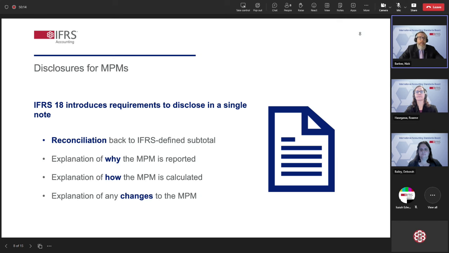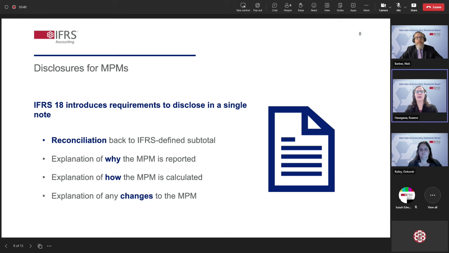Now, both transparency and comparability of a company's MPMs from period to period are also enhanced by providing information about changes to these measures. So the specific requirements are for a company to disclose explanations that enable investors to understand what has changed, the reasons for that change, and to provide restated comparative information to reflect that change unless it's impracticable to do so. Great, thanks, Nick.